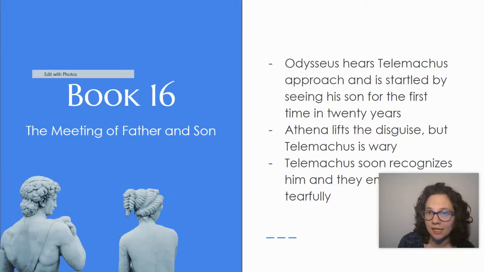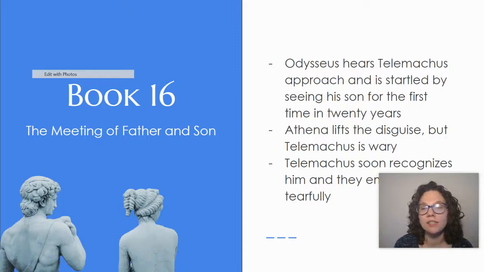So in book 16, Odysseus hears footsteps and his son appears before him. And this is the first time in 20 years he's seen his son. Telemachus would have been only about 1 year old when Odysseus left for the first time, not to return until now. So he's seen his adult son for the first time. It's very emotional. And originally he starts talking and doesn't reveal his identity, but starts talking to his son.